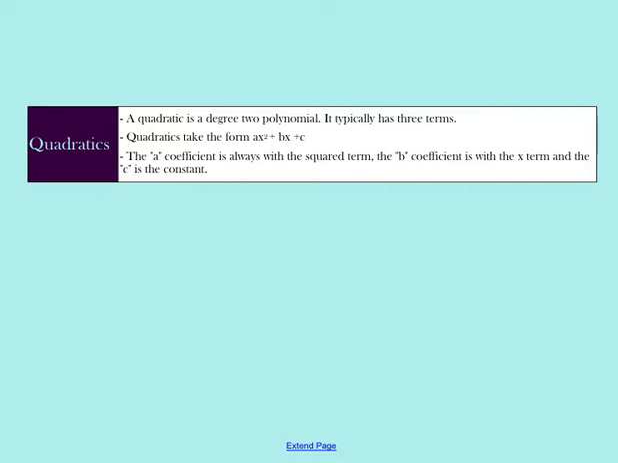So that means the largest exponent is squared. So the largest thing we have is x squared. And it typically has 3 terms. So the quadratic is going to take the form ax squared plus bx plus c.